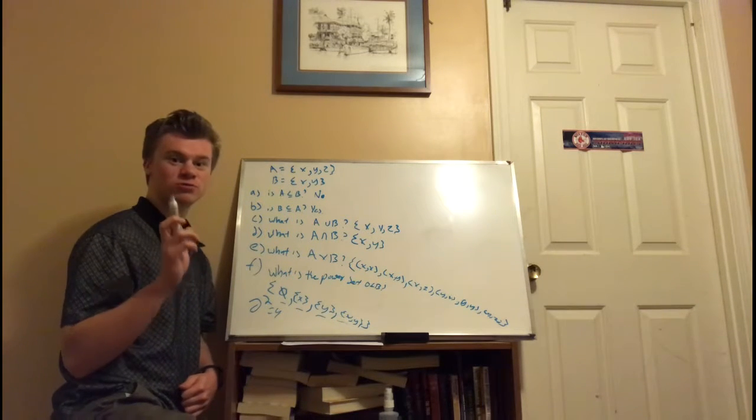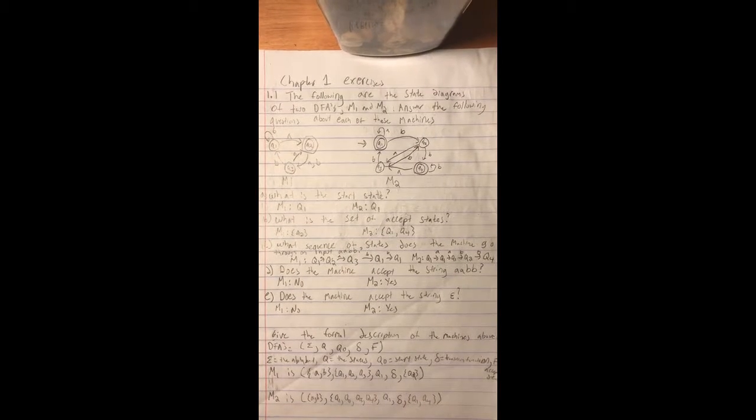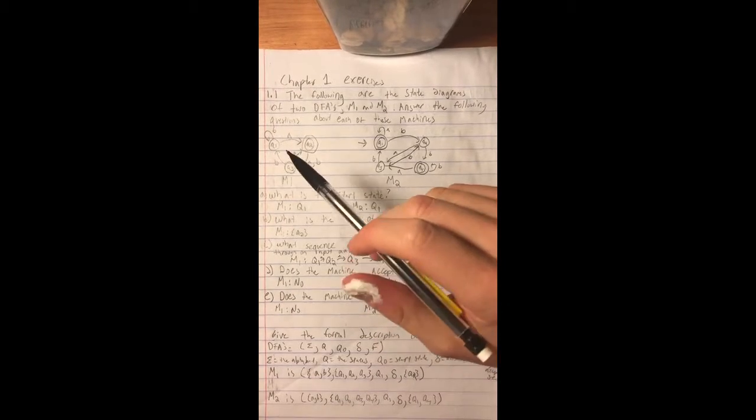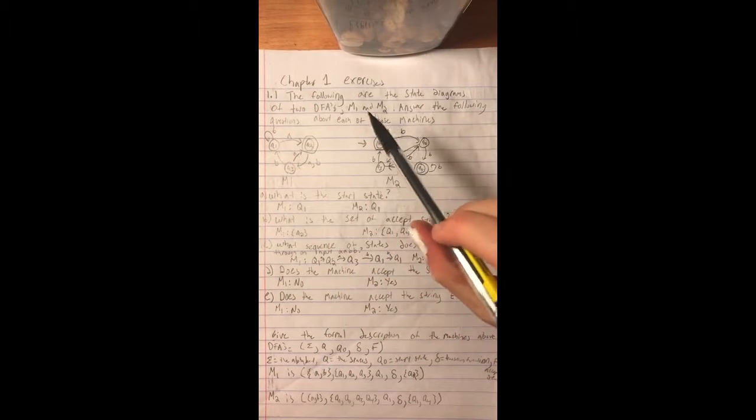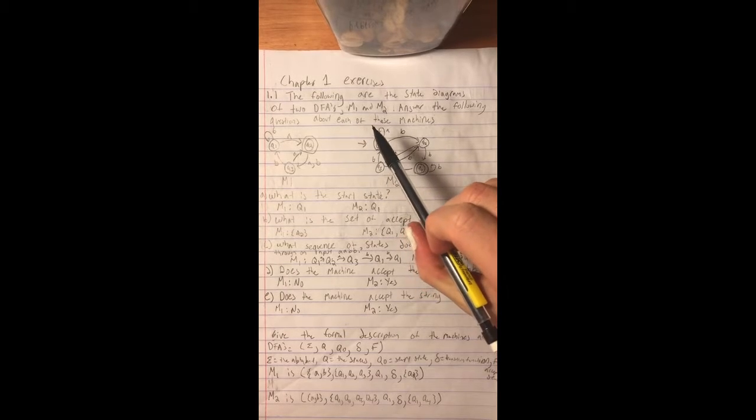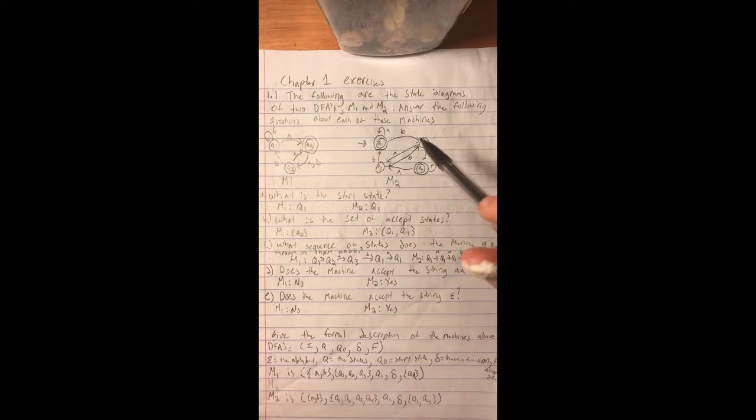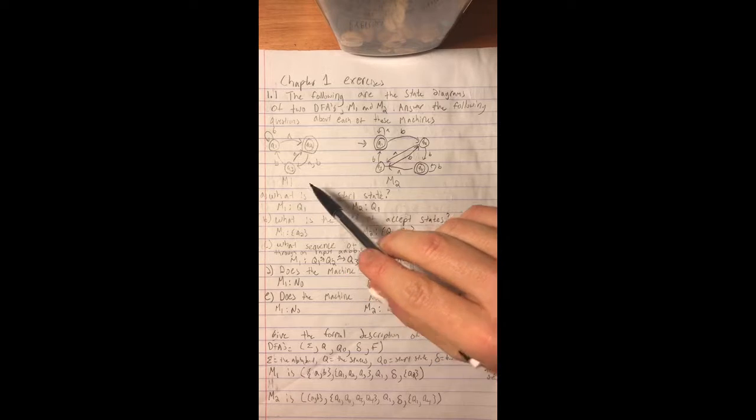Okay, moving on to chapter 1. So here are some of the exercises I did for chapter 1 as well. The first one I did was 1-1, and it was the following state diagrams of the two DFAs, M1 and M2, answering the following questions about each. So here's M1, here's M2.